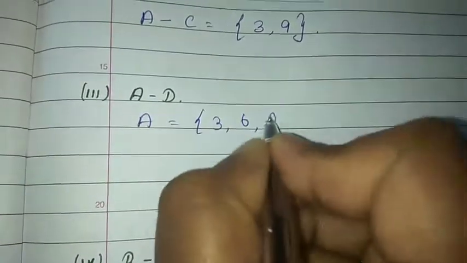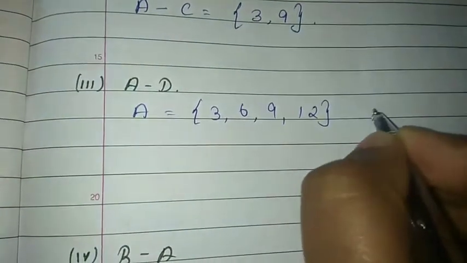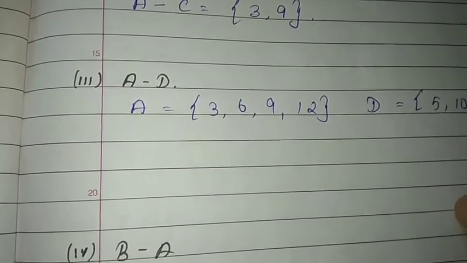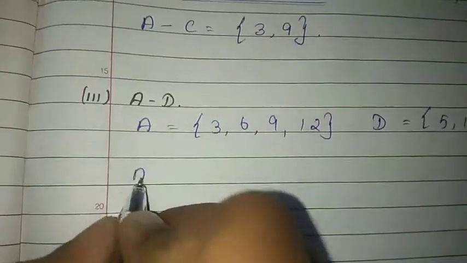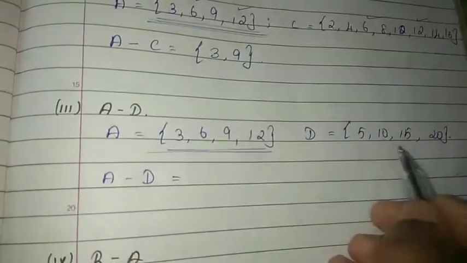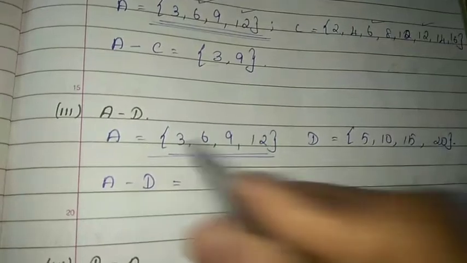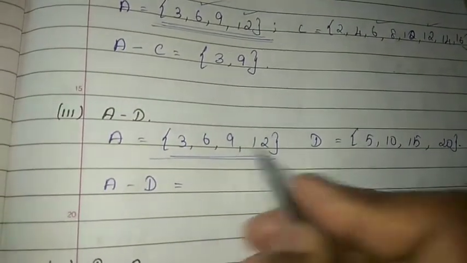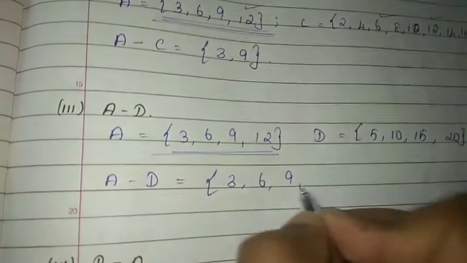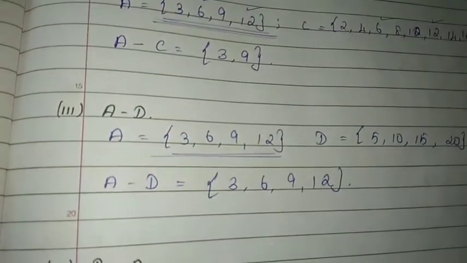A difference D. So A is equal to 3, 6, 9, 12 and D is equal to 5, 10, 15, 20. So what is A difference D? The set of all elements in A except the common elements in sets A and D. So here 3, no 3; 6, no 6; 9, no 9; 12, nothing. So therefore I will have 3, 6, 9, 12 as the answer.